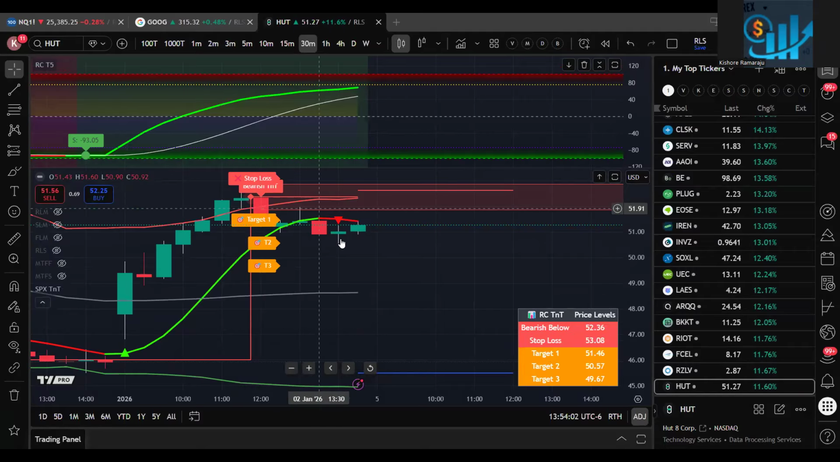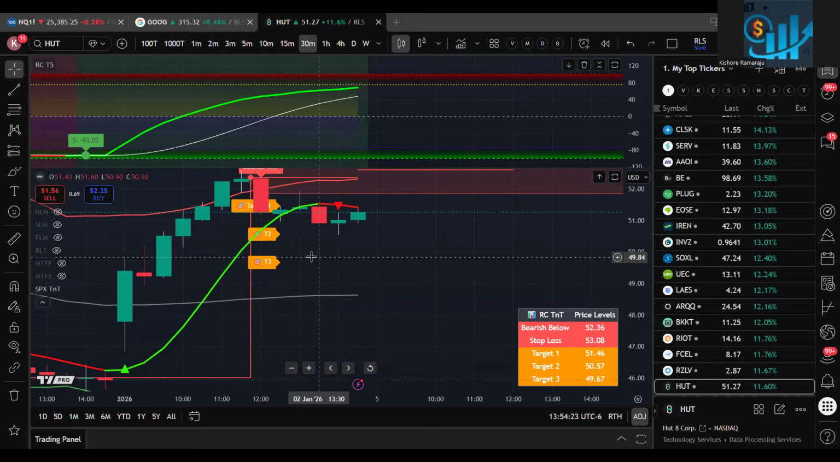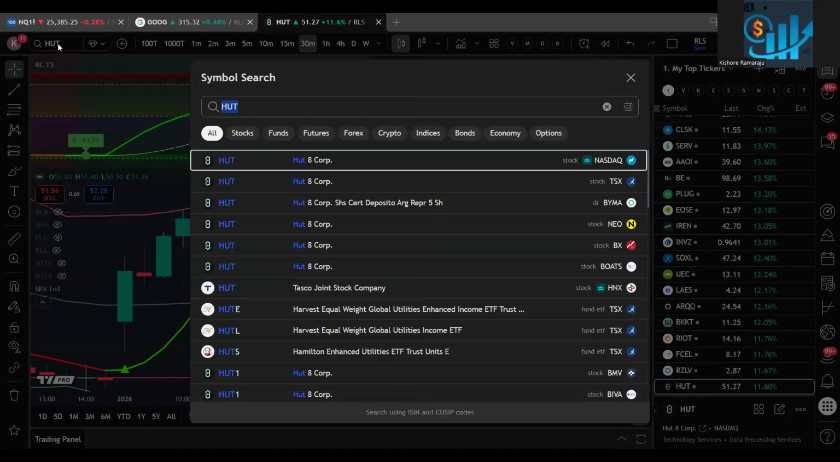Second is you also look at, so here you got a nice bearish engulfing candle, right? Price went all the way to the top. You got a nice bearish engulfing candle. Tomorrow, mostly it will go all the way to 49.67, right? Hut is a crypto stock. So we may see a drop with hut. It will go to 51, 50.57. Let us look at some more.